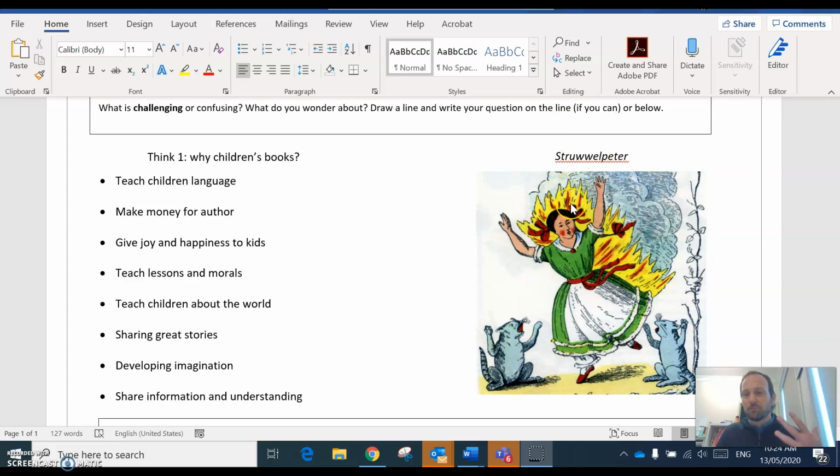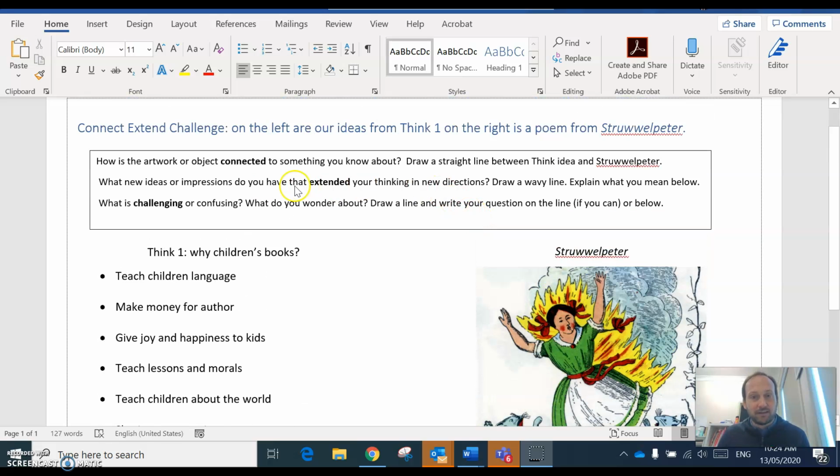Remember, it doesn't necessarily have to be this image. It's just what we have read so far. We read the introduction poem about Struwwelpeter. We've read the kid that sucks his thumb, and we've read the poem about this girl and how it teaches you not to play with matches. Dreadful, wonderful.